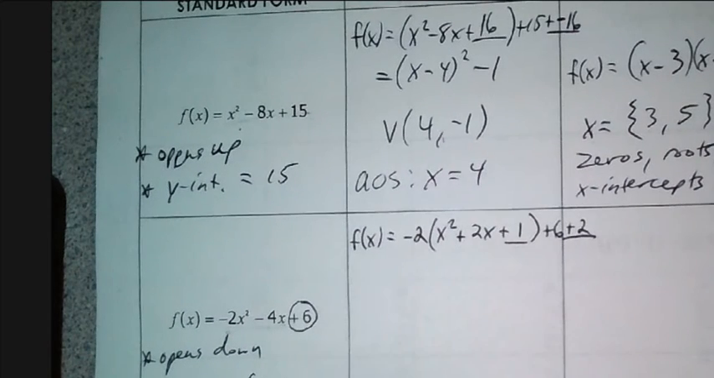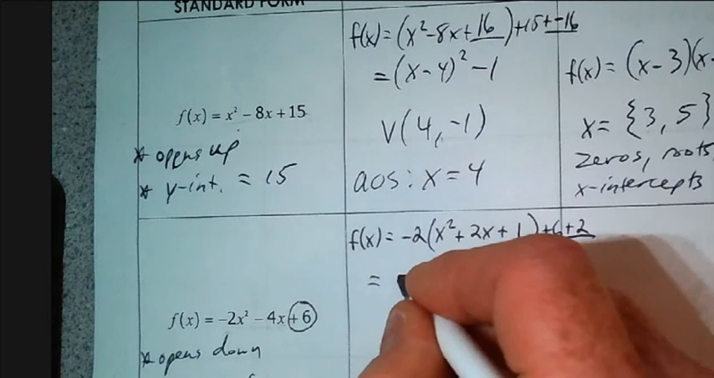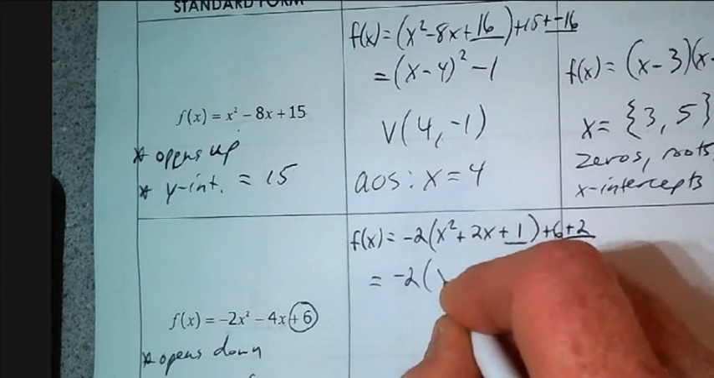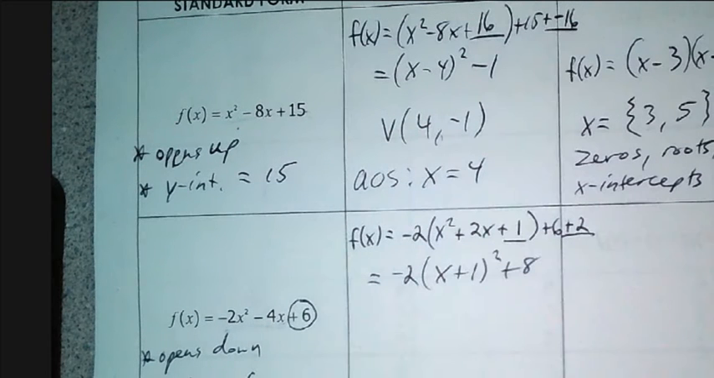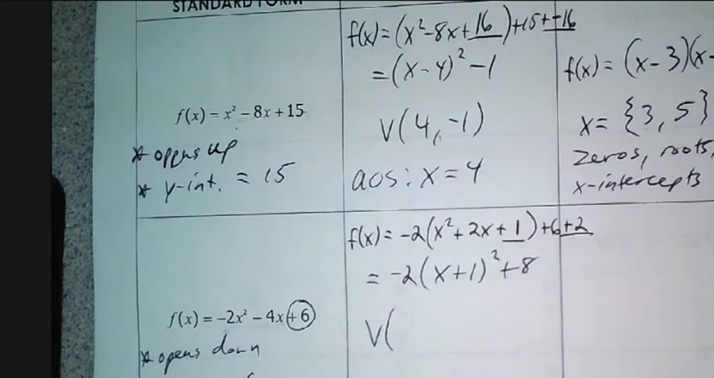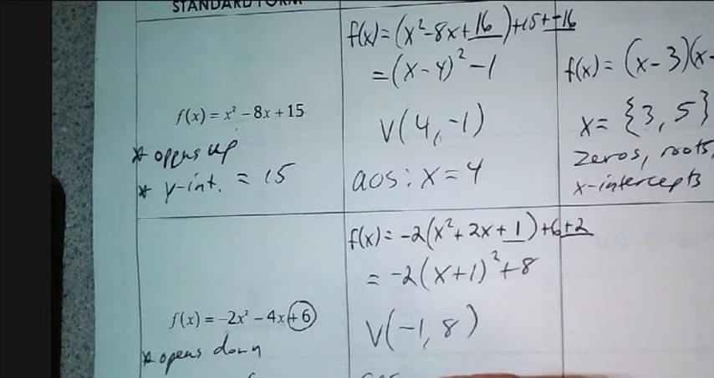Alright, so now we can write this as a square of a binomial, so you'll have your negative 2 times x plus 1 squared plus 8. Now it's in vertex form. And when a function is in vertex form, it tells us the vertex. So the vertex here is negative 1, 8. It also tells us the axis of symmetry, which is negative 1.